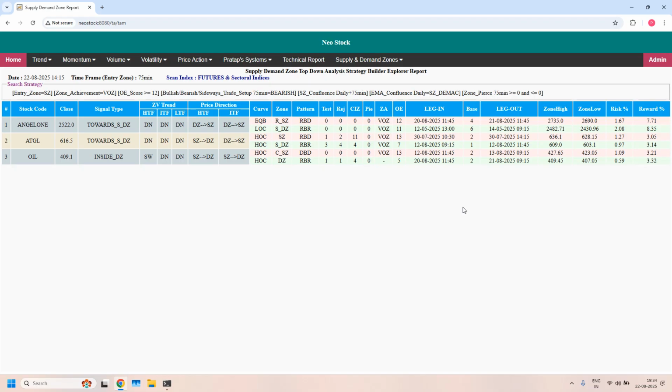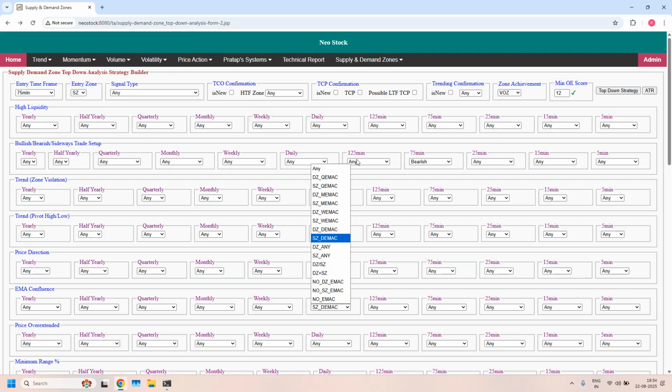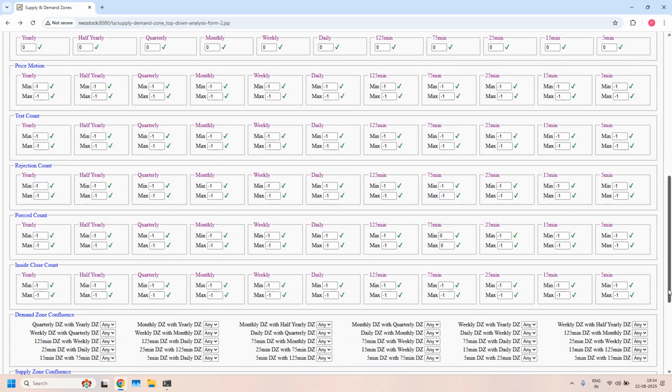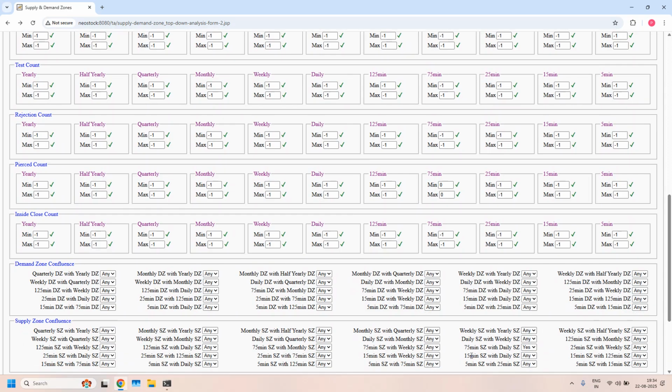Okay, next let us look into LTF, ITF and even HTF supply zone confluence and then HTF EMA confluence stocks. Let us filter. So I am going back, removing the ITF EMA filter. In the supply zone confluence, 3 filters I have to set. First filter is already enabled, 75 minutes and daily supply zone confluence. Next, 75 minutes and weekly supply zone confluence, and daily supply zone and weekly supply zone confluence.